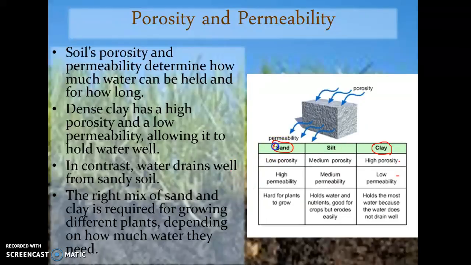It has a low porosity, not too many spaces between the grains, but the water is able to flow very quickly through it. And it's hard for plants to grow because the water doesn't stay. Whereas with clay, it's hard for plants to grow because oftentimes it's too wet. So silt is kind of in the middle, but the problem is that it erodes easily.